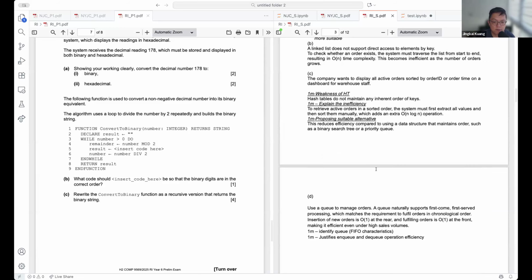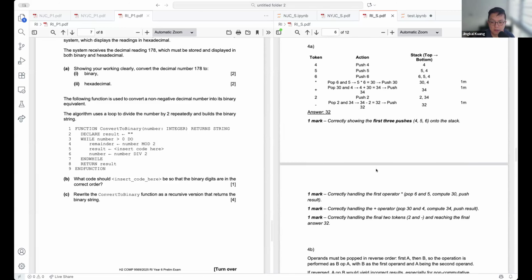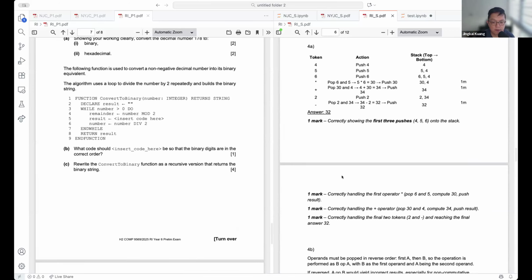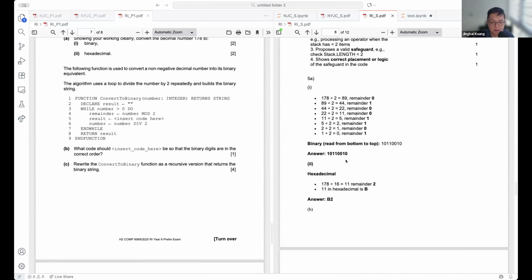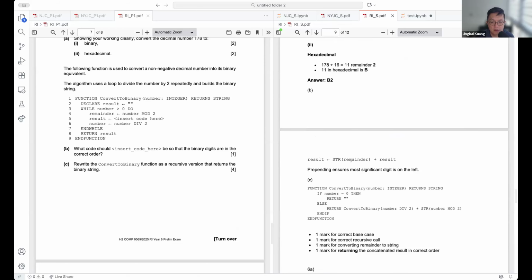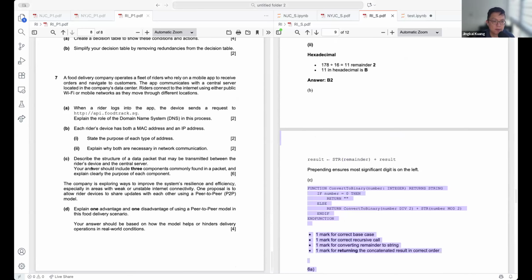Okay, so I think this is question 5. Then 5b, convert to string, lah. Then rewrite it as a recursive function. I leave it for you to go figure out. I think it should be okay. By now you have enough exposure to it already, so I don't think there's a need to go through this now. Okay, next, network question.